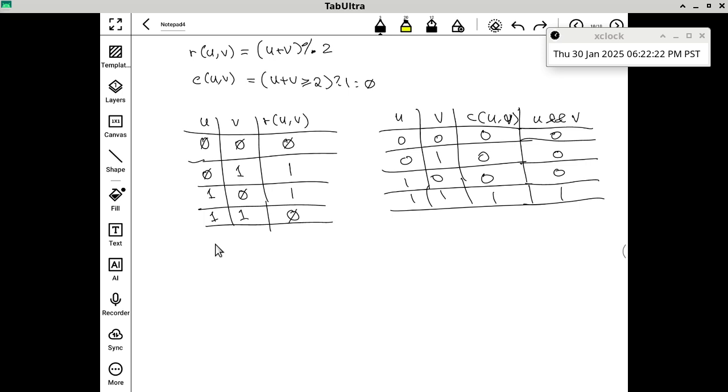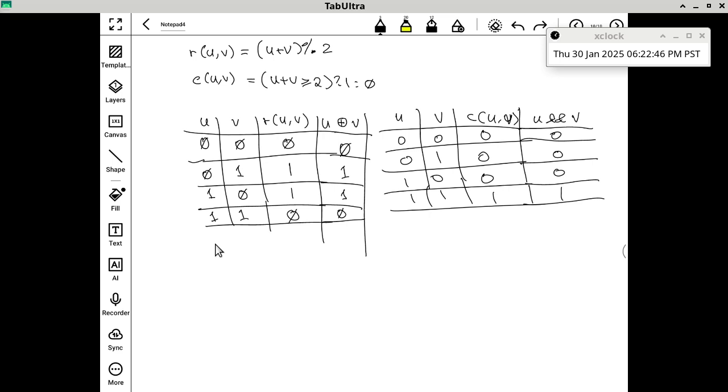What about this one over here? What about R of UV? It looks like an OR, but not quite. Yep, it is exclusive OR. So we can now say this is the same thing as U exclusive OR with V. That is the symbol for exclusive OR, and it will give you exactly the same four values.